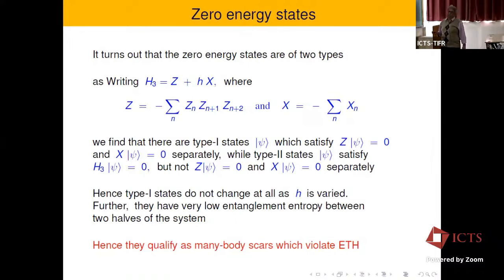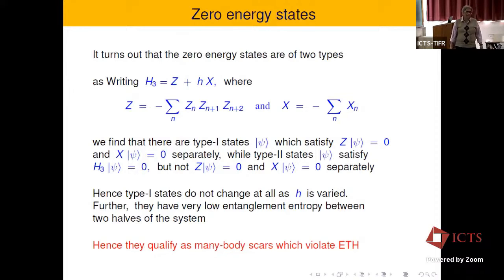Now it turns out that zero energy states come in two types. If you write H3 in this way, there's the first term which I'll call capital Z, and the second term which I'll call capital X. There are type 1 states which satisfy Z psi equals 0 and X psi equals 0. So they are zero eigenstates of both parts of the Hamiltonian simultaneously. Let's call those type 1 states. And then there are type 2 states which are zero energy eigenstates of H3 but not of Z and X separately. Type 1 states, as you can see, are very special. They are zero eigenstates of these separately, so they don't even care what the value of h is. You can vary h in time or in any way you like, and these states continue to be zero energy eigenstates. For example, this means that if you vary h periodically or quench it or anything, nothing happens to these type 1 states.